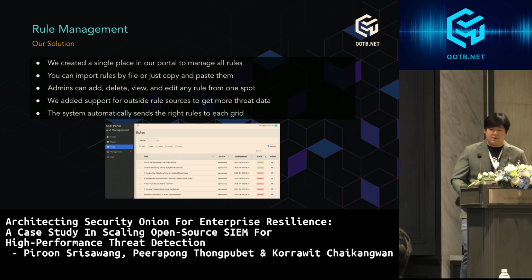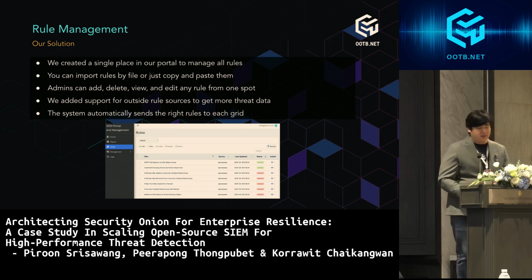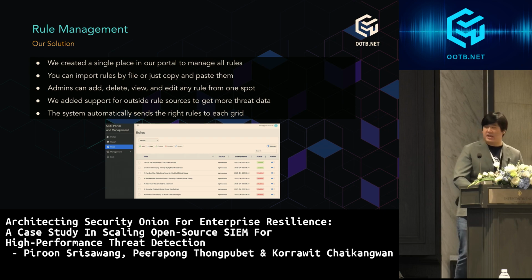To solve this issue, we built a customized layer that streamlines rule management across tenants. At the functional level, we introduce a central portal where administrators can import, update, and manage rules in one place. Instead of touching each tenant separately, the portal takes care of the distribution automatically. For importing rules, the portal supports multiple formats, Sigma, Yara, Suricata, and handles the conversion process behind the scenes. This reduces the manual work and ensures that rules are consistently applied.